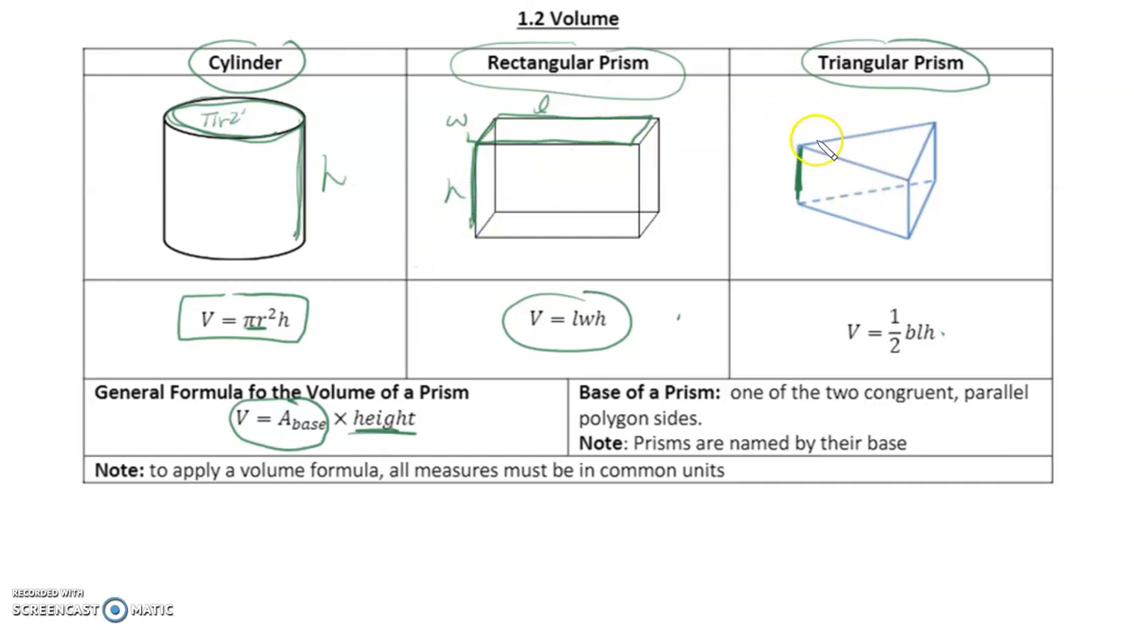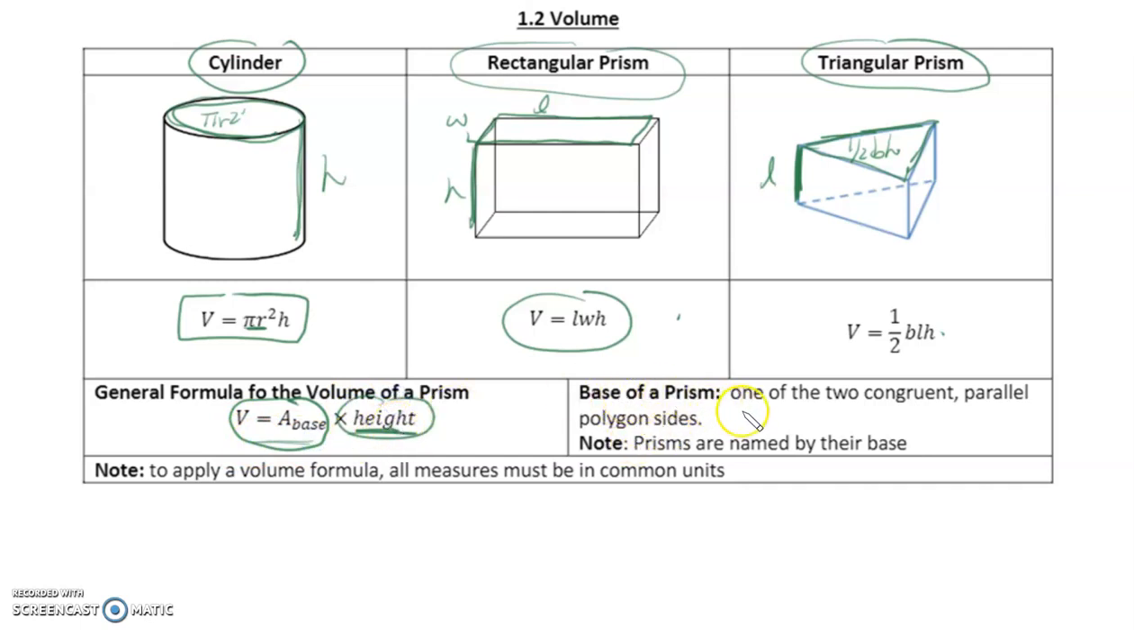And triangular prism, same thing. We're going to go area of the triangle, which is half the base times the height, and then the actual height of the object, let's just call it L, like length. Okay, so the general formula is half the base times the height.